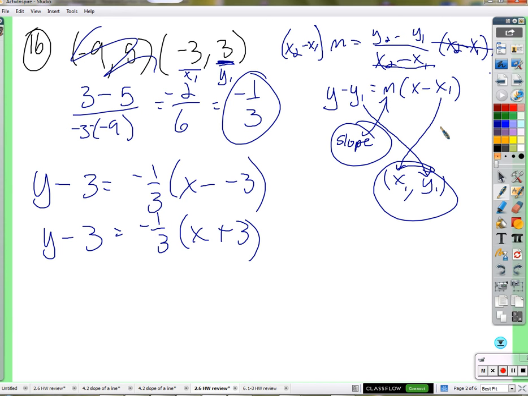If it were up to us, we're just on a desert island and nobody's telling us what to do, we'll just do whatever we want all day long. We'd maybe just leave it in point slope form. But it asks us to write it in slope intercept form, so that's what we're going to do.